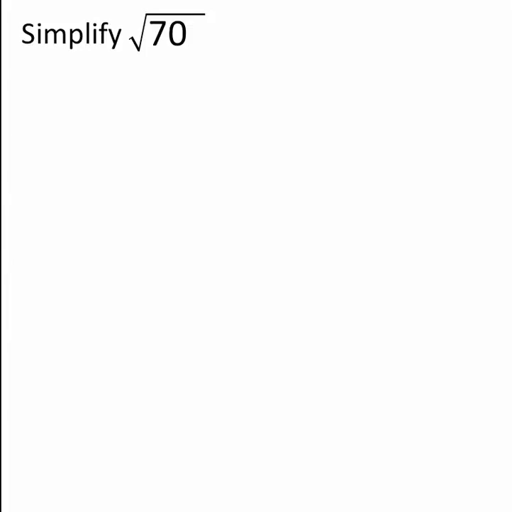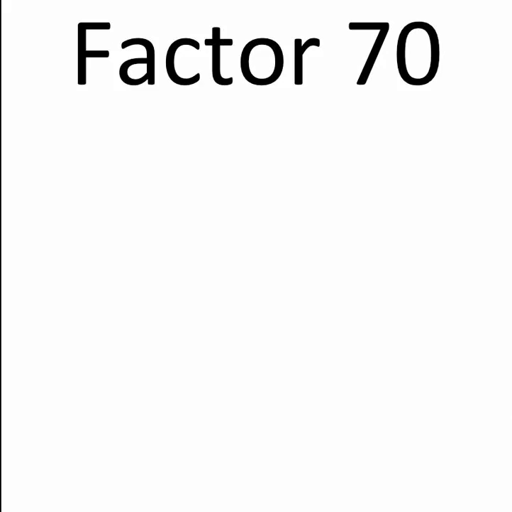To simplify the square root of 70, my first step is to take the factors of the number underneath the radical sign. So in this case, to factor 70. So let's do that. To factor 70, my first step is to create a prime factorization tree.